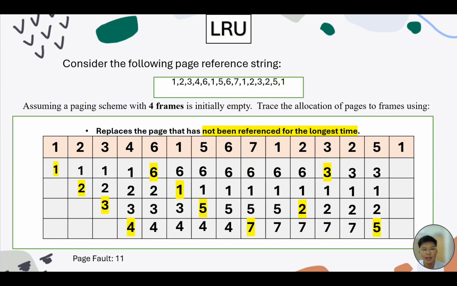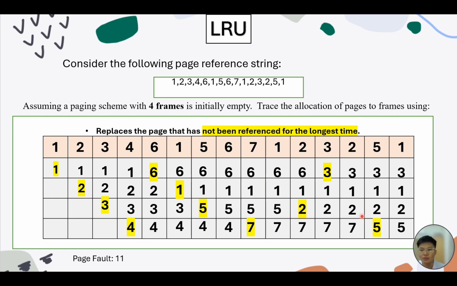Okay, now last is page 1 requested. We see the frames we just put: 3, 1, 2, 5. It has 1 already, so we don't need to change anything. So it will be the same as before, 3, 1, 2, 5. The process repeats until the entire reference string is processed. So the highlights are like this: 1, 2, 3, 4, 6, 1, 5, 7, 2, 3, 5.